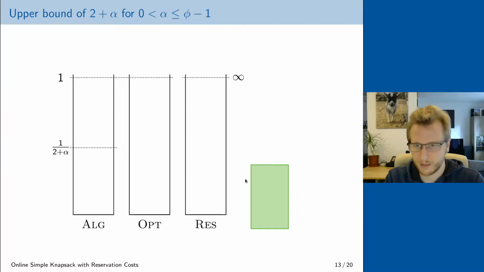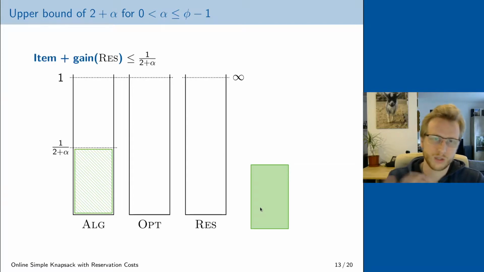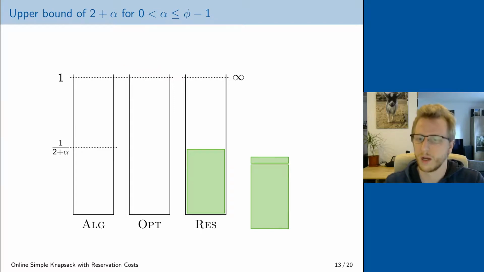So applied to this first item, this would just mean, well, I'll simulate putting it into the knapsack. I don't have anything reserved. And so I can just ask, is this item itself smaller or equal than this bound? It is. And if it is, then I decide just to reserve this item. So it goes into my reservation knapsack. And now the next item is presented and we repeat this game.